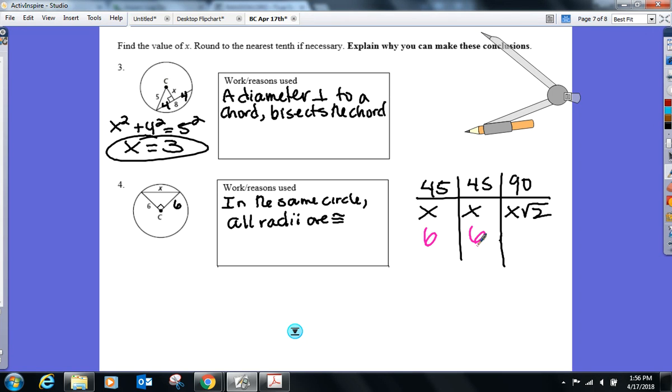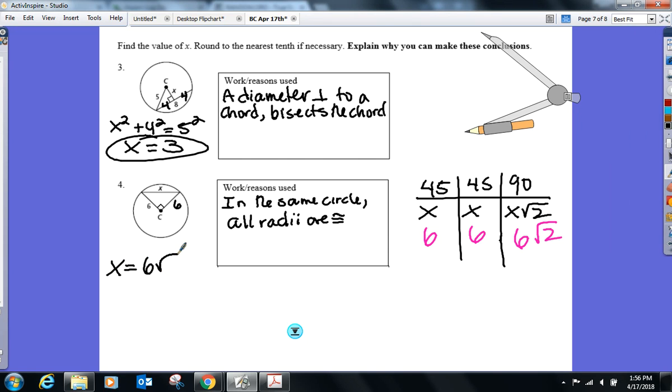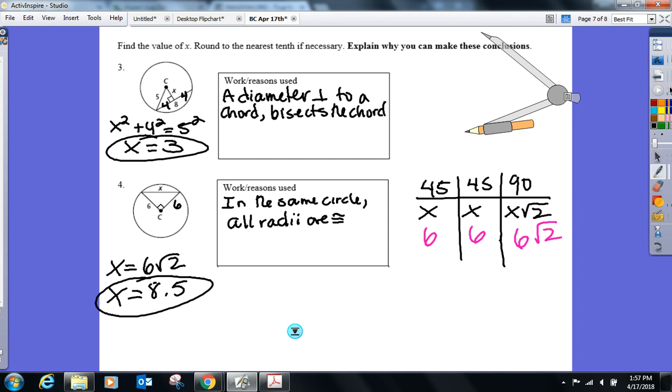Six. What's across from the 90? 6 radical 2. I should have left it in simplest radical form, but I did say round to the nearest tenth if necessary. So it is 6 radical 2, but it's also, to the nearest tenth, 8.5. No units, so I don't put any units on my answer. All good.